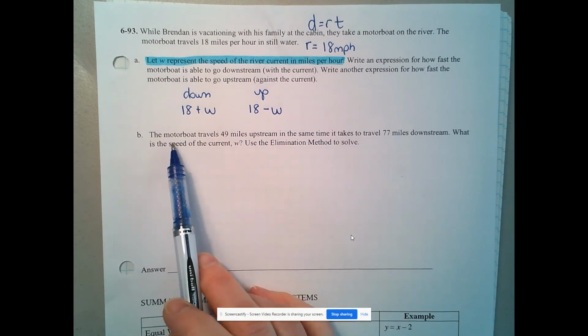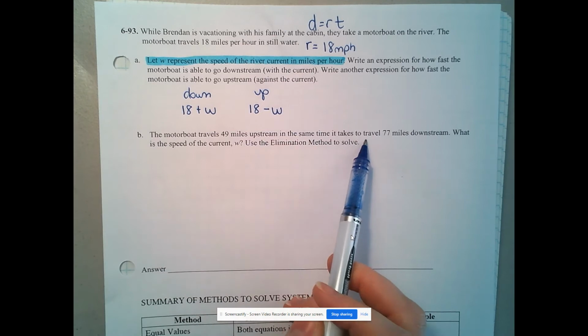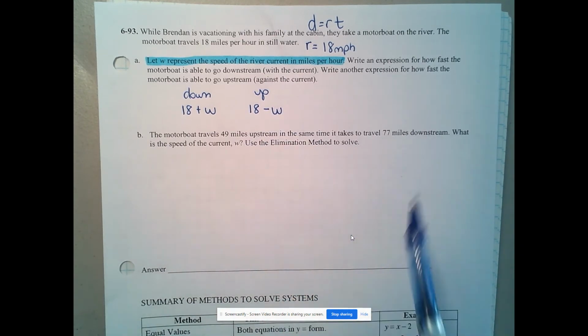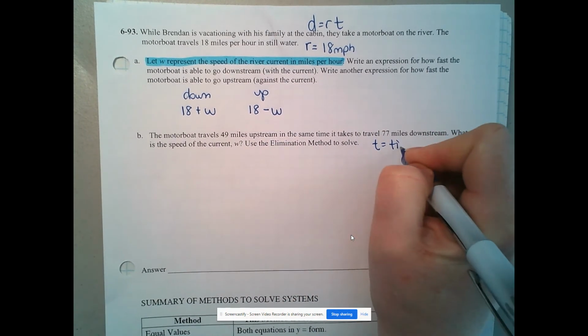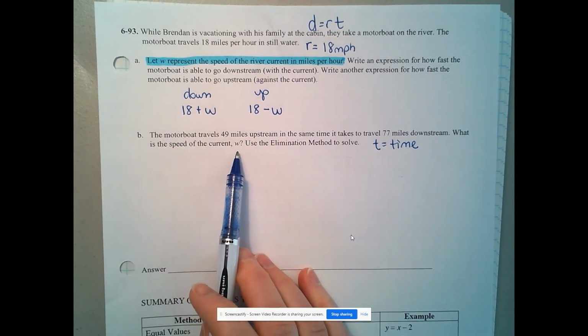The motorboat travels 49 miles upstream in the same time it takes to travel 77 miles downstream. So we're going to be using T equals time, which is pretty straightforward. What is the speed of the current? What is W?